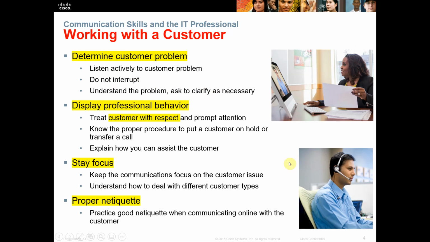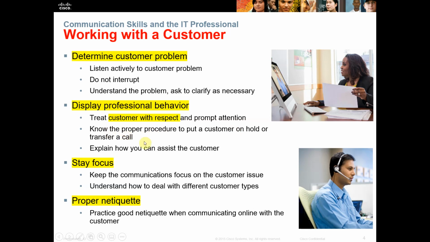Next one, display professional behavior. You have to treat the customer with respect and prompt attention. Whenever the customer comes to your shop or to you, you have to wish him and then give proper attention to the customer. Know the proper procedure to put the customer on hold or transfer the call.